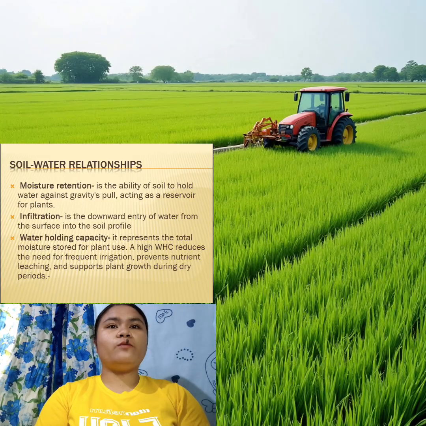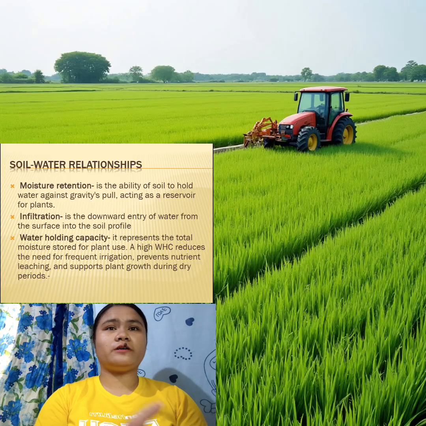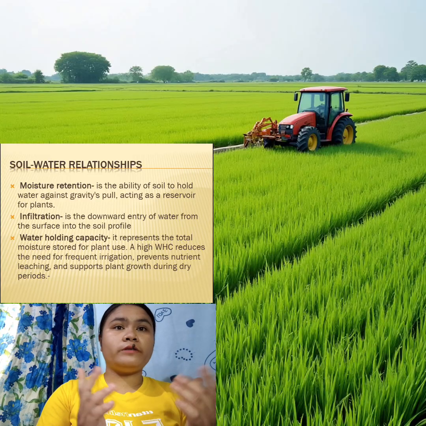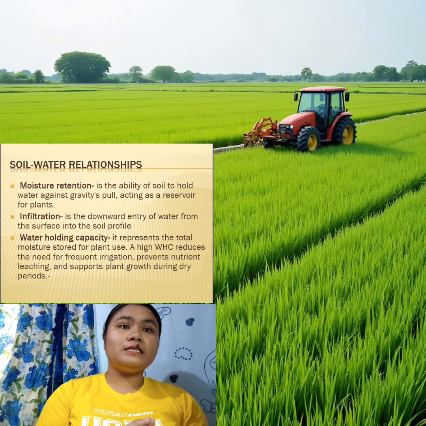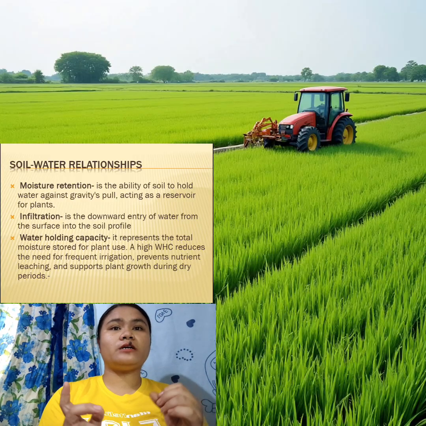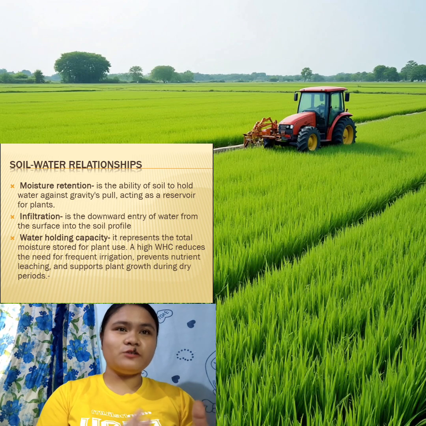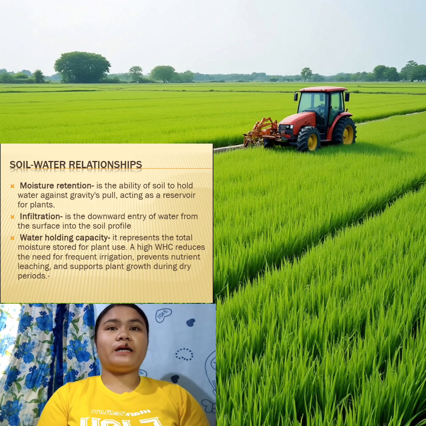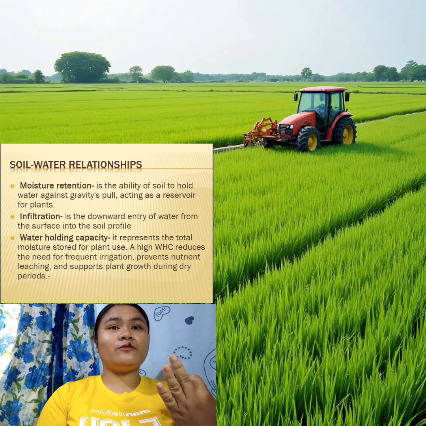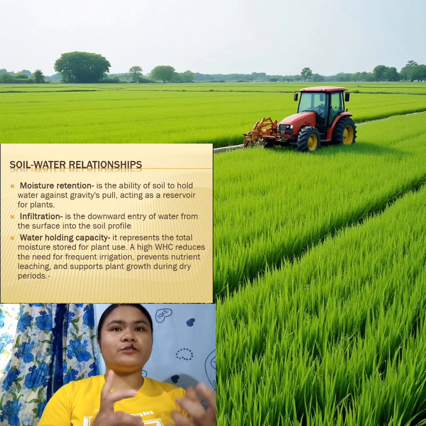Next, we have the soil-water relationships. So what is the relationship between the soil and the water? Let us now go deeper. We will talk about what happens to water once it reaches the soil. Understanding soil-water relationships is fundamental to efficient irrigation and crop management. There are three concepts here. The first is moisture retention.